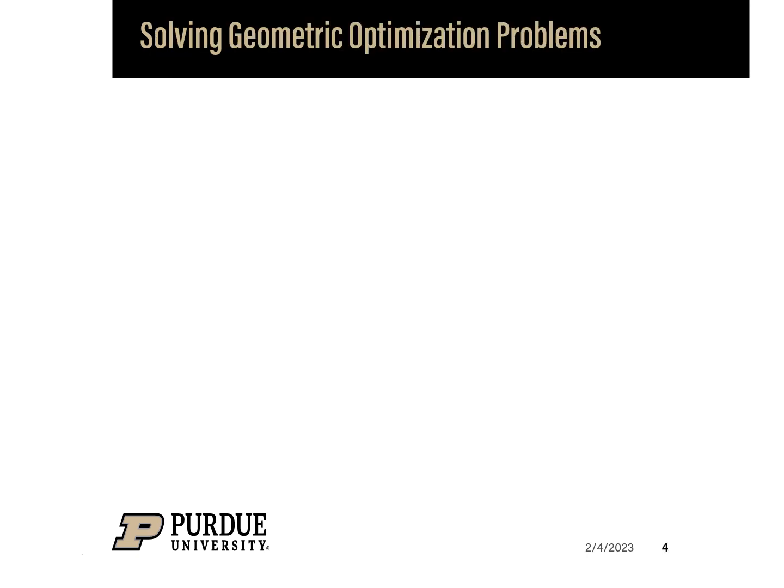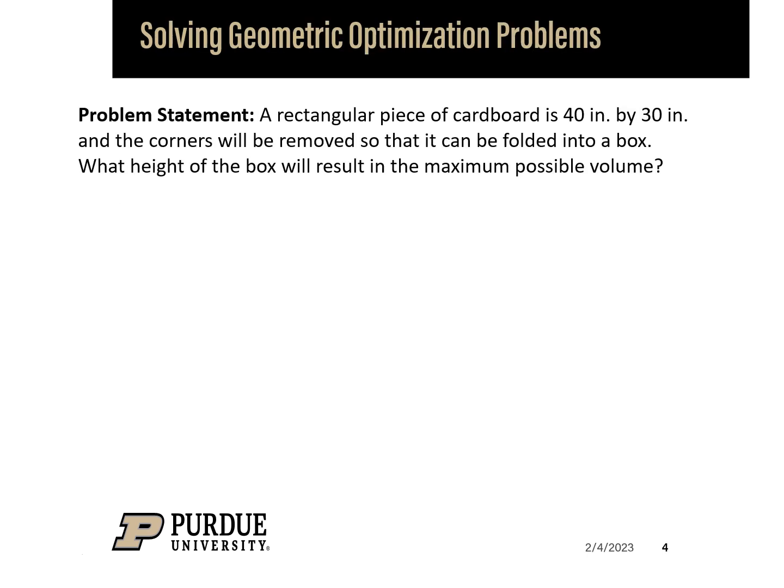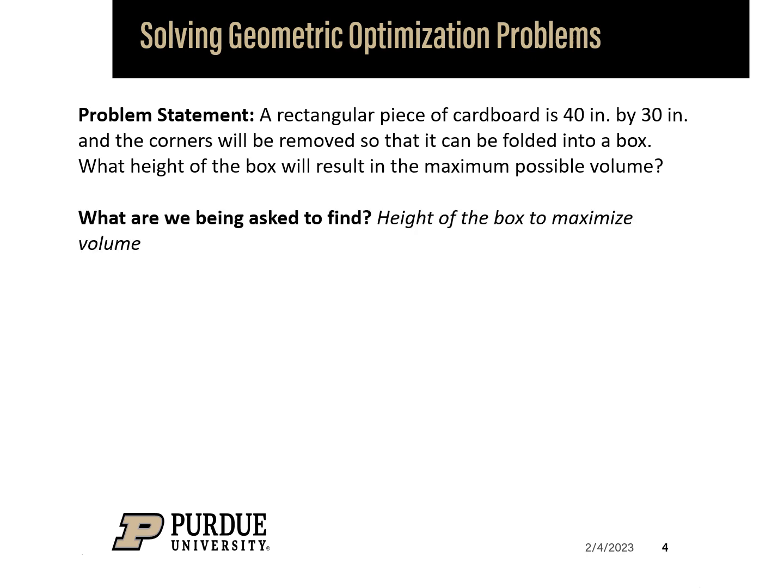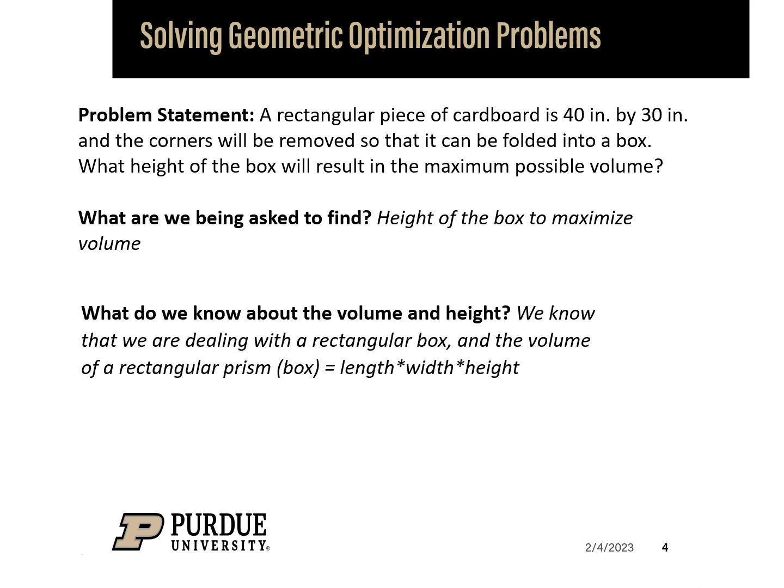So I'm going to show you how to solve geometric optimization problems, and for this problem we've got a 40 by 30 rectangular piece of cardboard with the corners removed, and we want to know what height will give us the highest possible volume. So you've got to ask yourself what you're trying to find, and that's the height of the box that will maximize the volume. And from there, what do you know about that? We know the volume of a box is length times width times height.